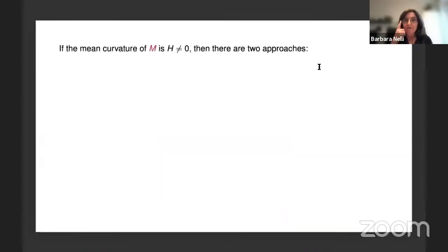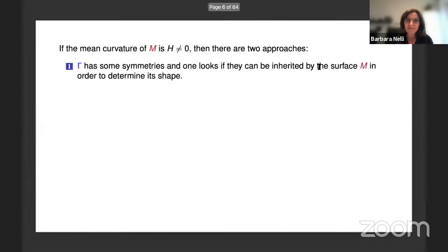But once the mean curvature is different from 0, then you have at least 2 approaches in order to answer such a question. The first one is to assume that your boundary curve has some symmetries. And then you can look at whether they can be inherited by the surface. Then you can determine the shape, of course, because if the curve has some symmetries, the surface has the symmetry as well. So you can start working.